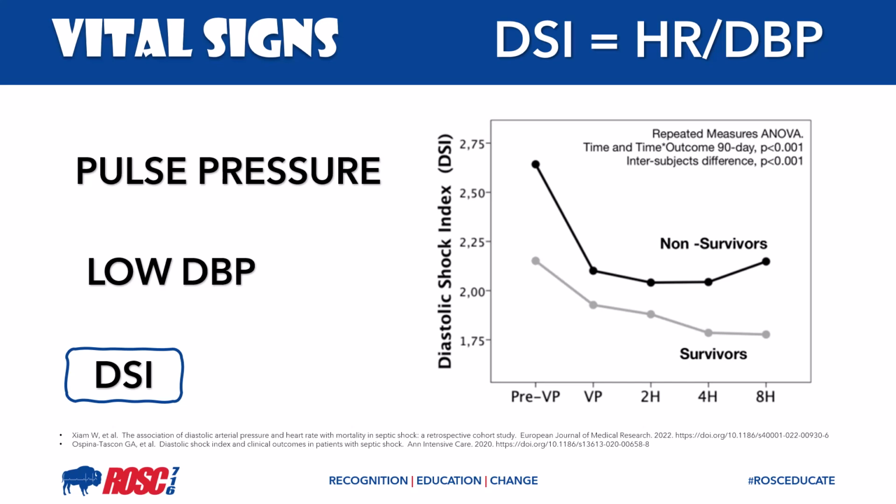The index test seems to be in its infancy, but so far it appears that if the diastolic shock index is greater than 2.2, it's associated with an increase in mortality. So the diastolic shock index can be obtained by looking at the heart rate divided by the diastolic blood pressure. A diastolic blood pressure less than or equal to 40 with a heart rate greater than 100 may be associated with increased risk of death.